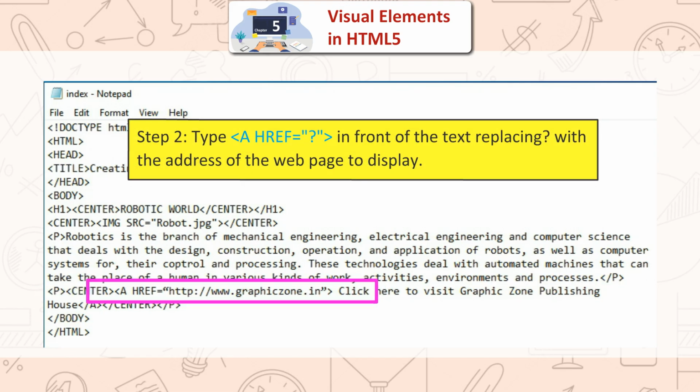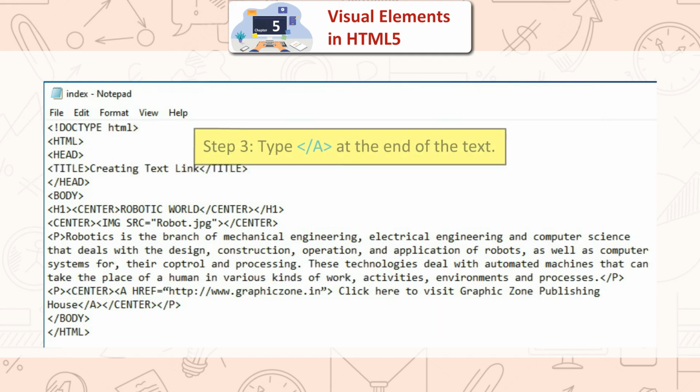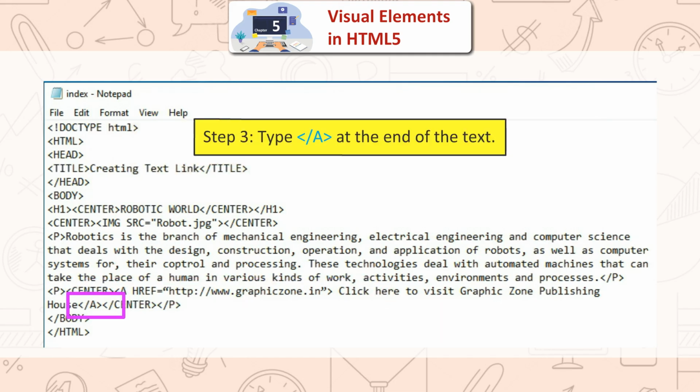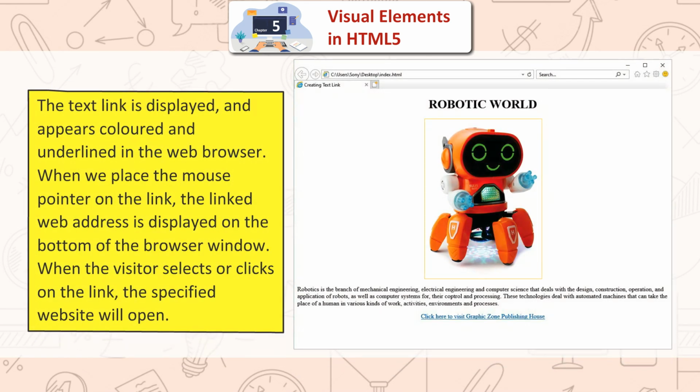Step 2. Type a href is equal to "?" in front of the text, replacing ? with the address of the web page to display. Step 3. Type /a at the end of the text. The text link is displayed and appears colored and underlined in the web browser.